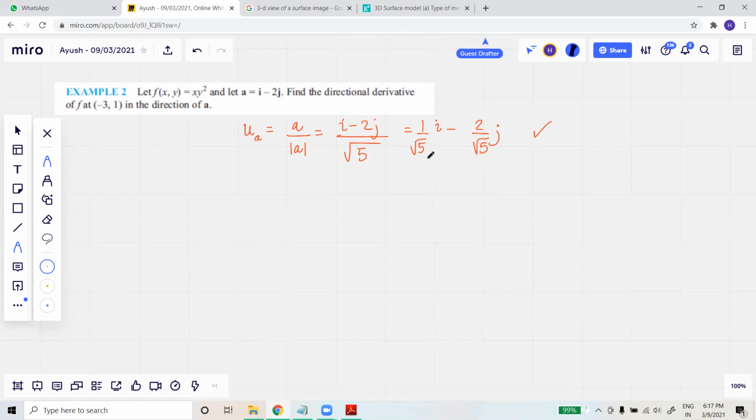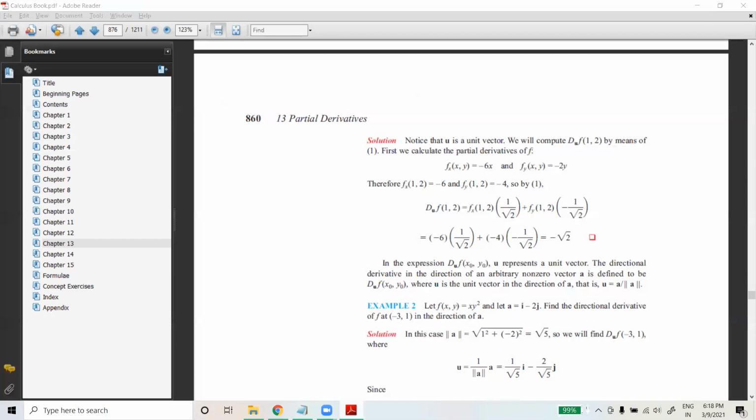We have to do the same thing we did above. Can you also tell me fx and fy? Don't calculate the whole thing. Fx will be y squared and fy will be 2xy. Yes, 2xy, correct.